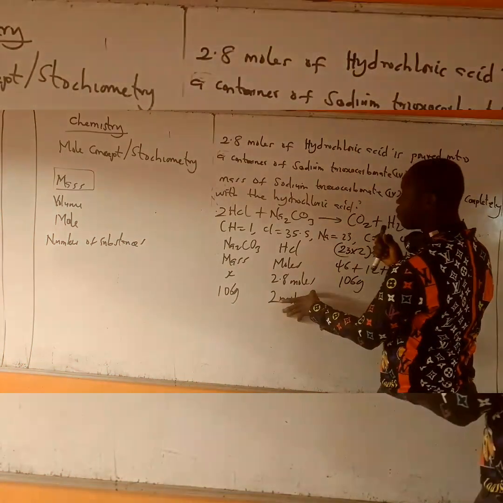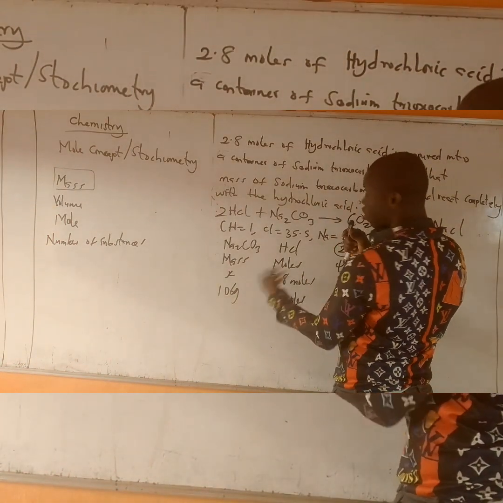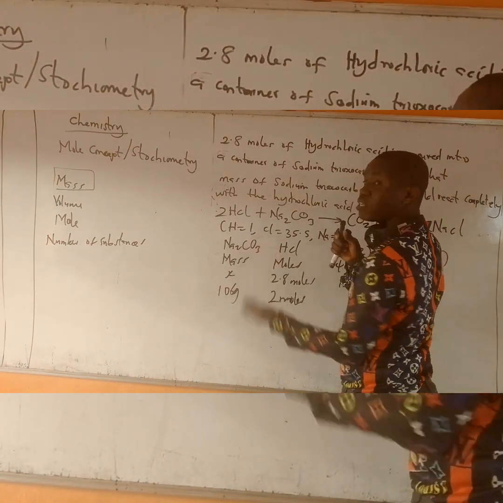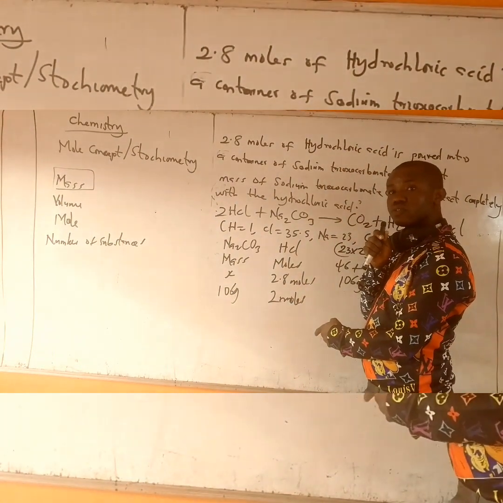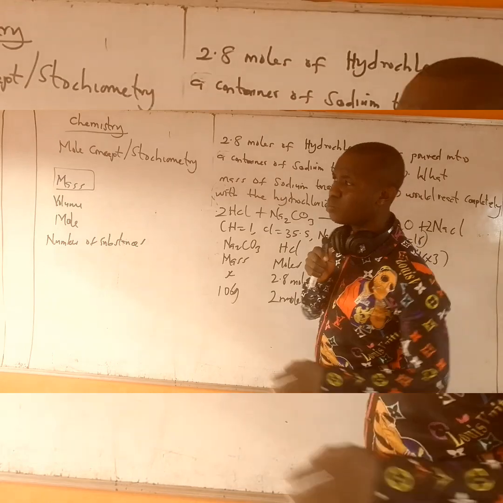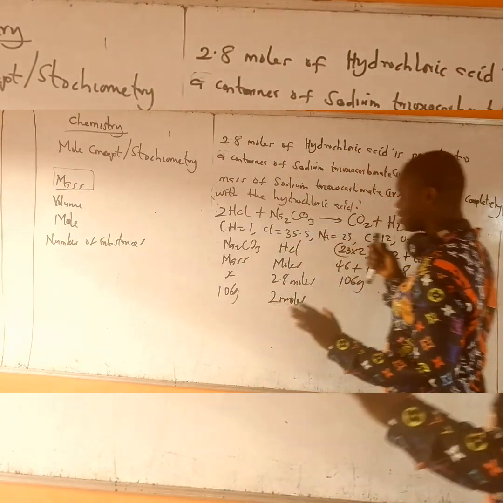So here we consider moles, here we consider mass. Are you getting it? That means 2 moles of HCl, or I can say 106 grams of Na2CO3, is required to react completely with 2 moles of HCl. I hope you are getting it. It's as simple as that.